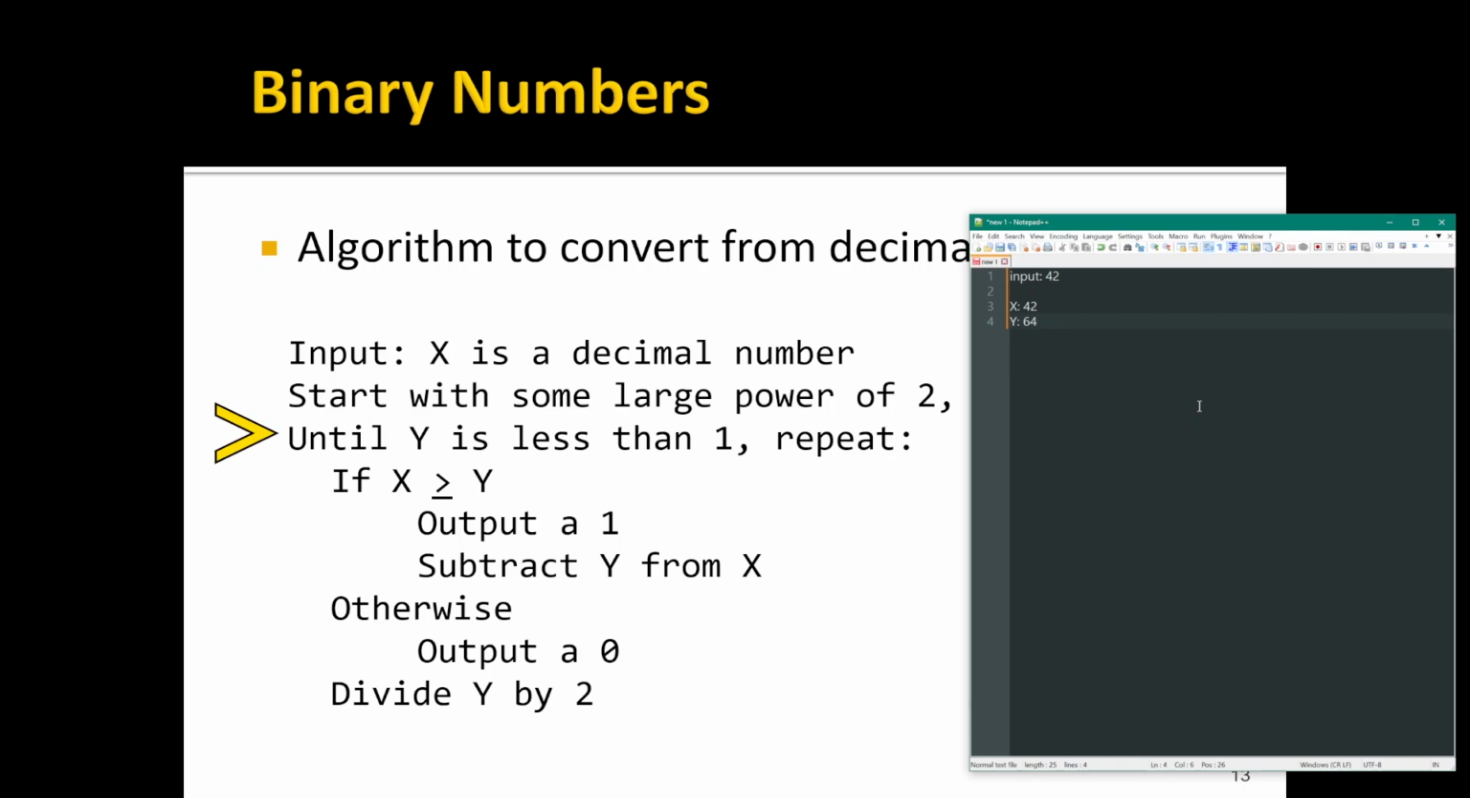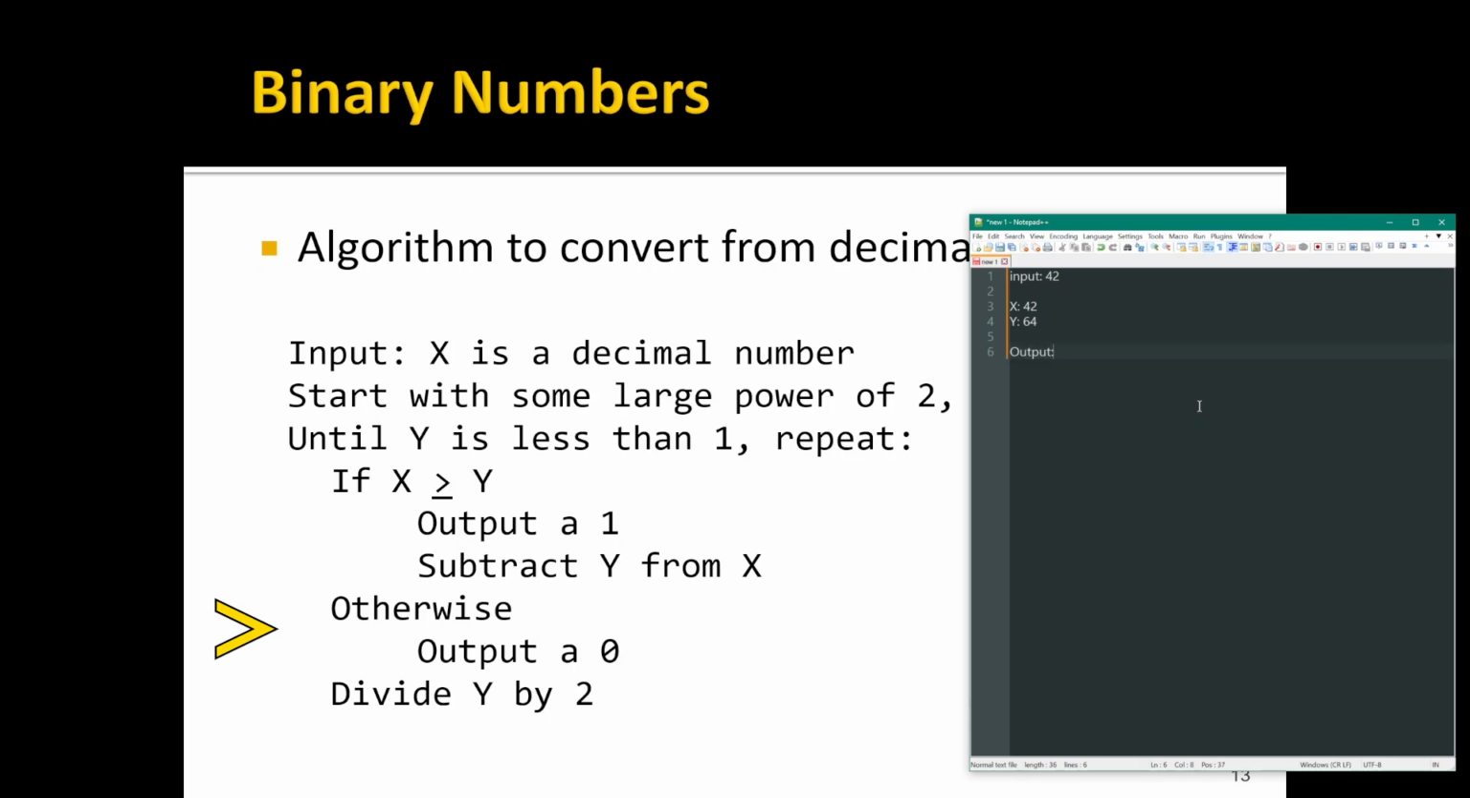Okay, now it says until y is less than 1, we want to repeat. So y is 64, so we don't stop yet. And the next line says if x is greater than or equal to y. So if x is 42 and y is 64, then that's not true. Here x is less than y. So we come down to this otherwise part, and it says output a 0. So we'll make an output section here.